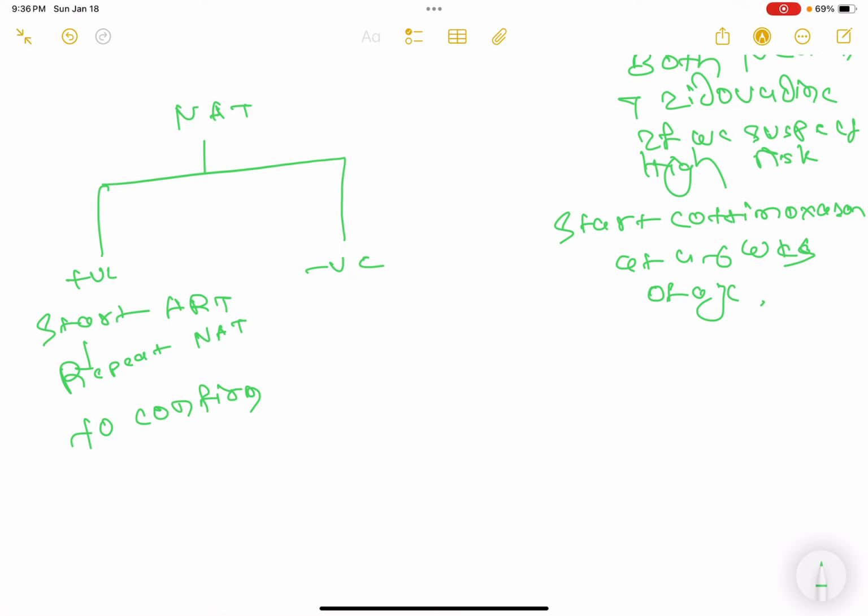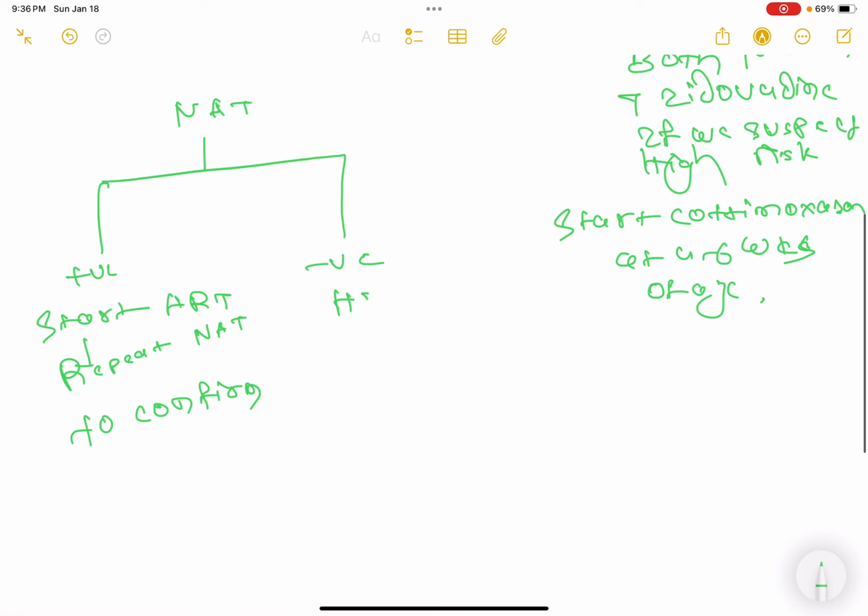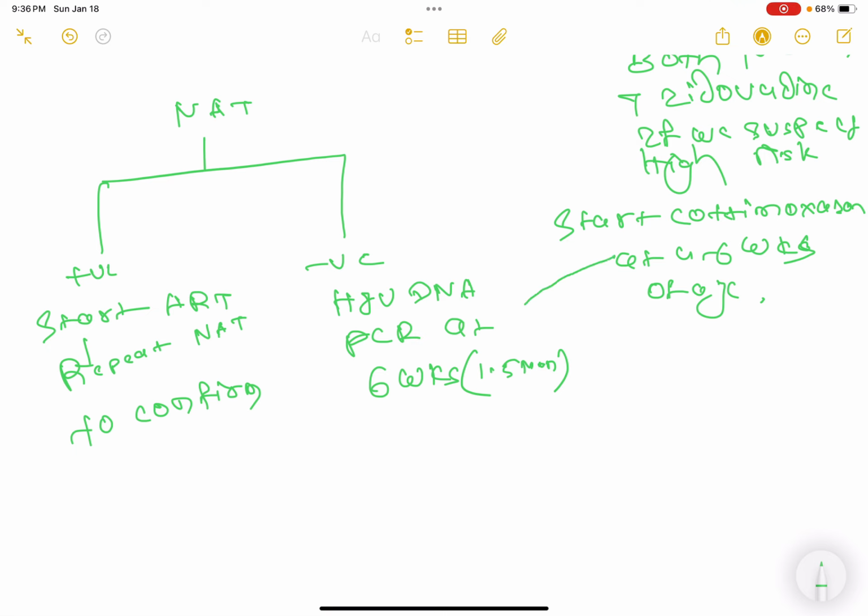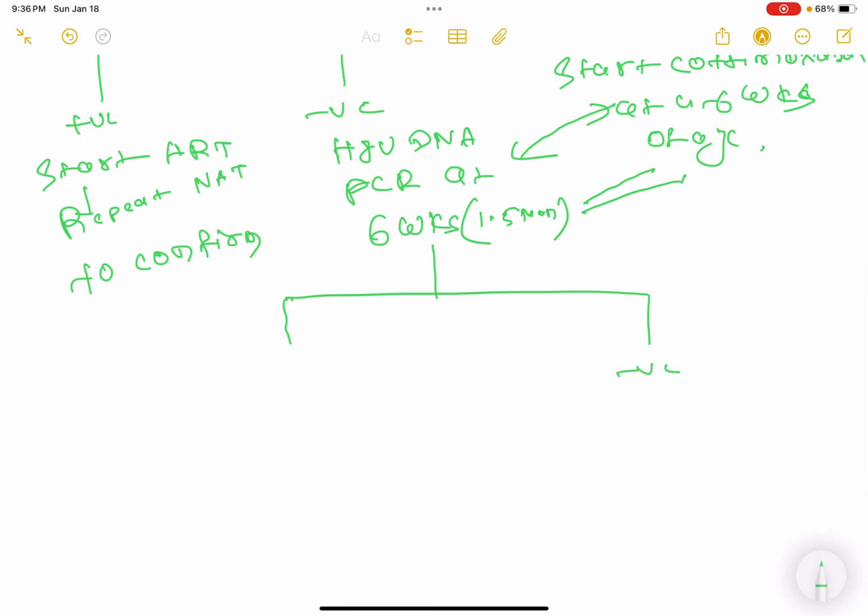And if the NAT is negative the first time, then repeat HIV DNA PCR at 6 weeks. 6 weeks means nearly 1.5 months. When we start the cotrimoxazole at 6 weeks, at that time we have to repeat the HIV DNA PCR. After doing HIV DNA PCR at 6 weeks, we have two results, either negative or positive.